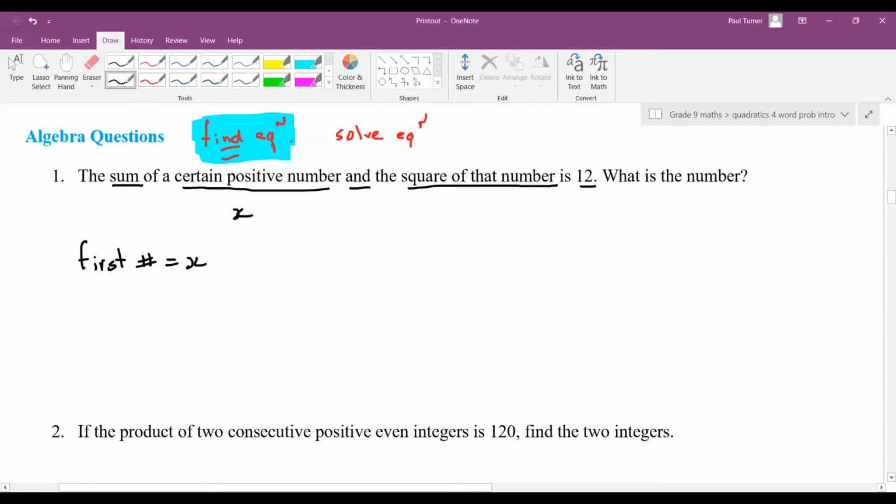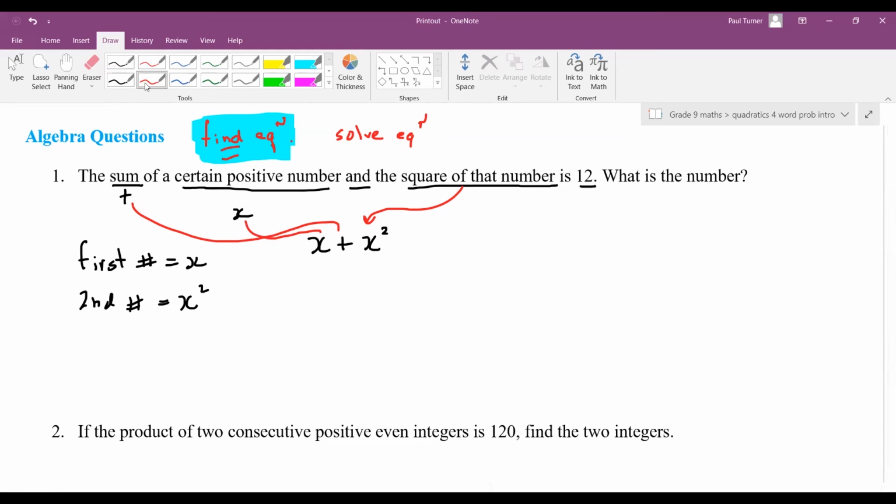And then the second number is the square of that number. So if you square X, you'll write X squared, won't you? Okay, and now we want the sum of these two numbers. So X plus X squared. That's the sum here of the number and its square. So let's just highlight so we know where we are. So this is your sum here, and this is the number we start with here. And when you add them, you'll get 12.